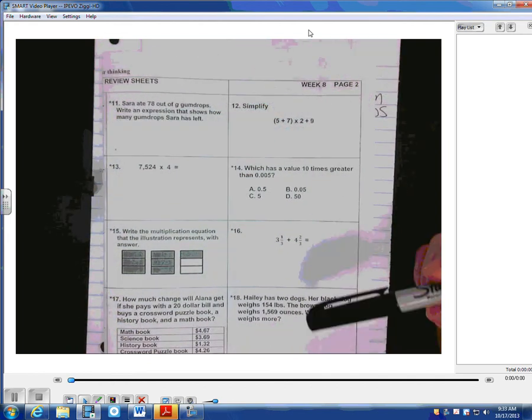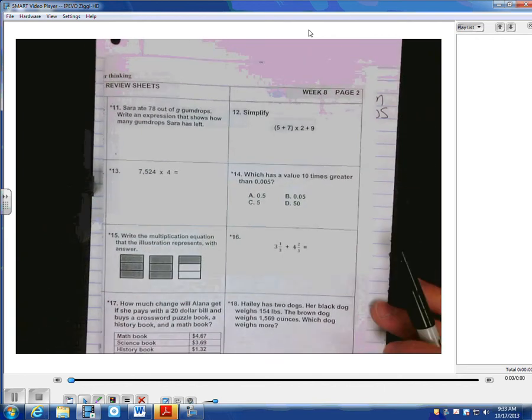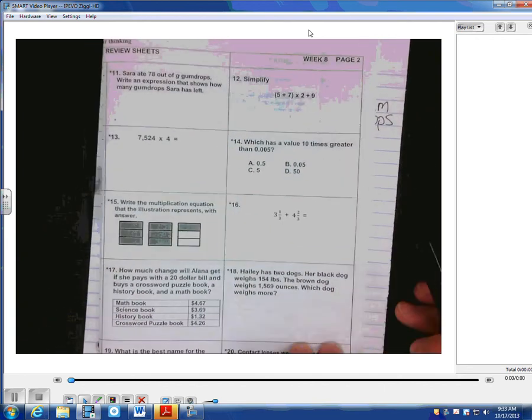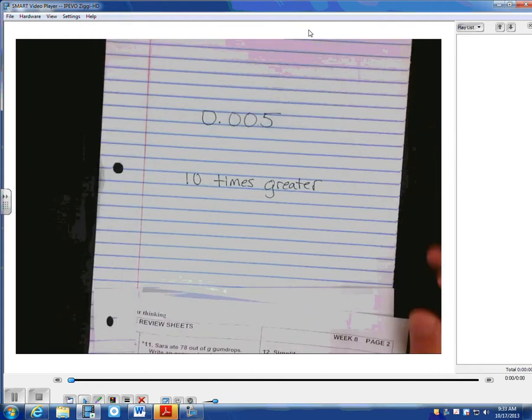All right, the next problem I want to look at is number 14, and we'll be getting into this more next week. It says, which has a value 10 times greater than 5 thousandths. So again, we're dealing with decimals here. And just like the front problem, we're going to use our jumps to help us figure this one out. And this one's very similar to the one on the front. I'm just going over it again because we haven't gone over this yet in class.